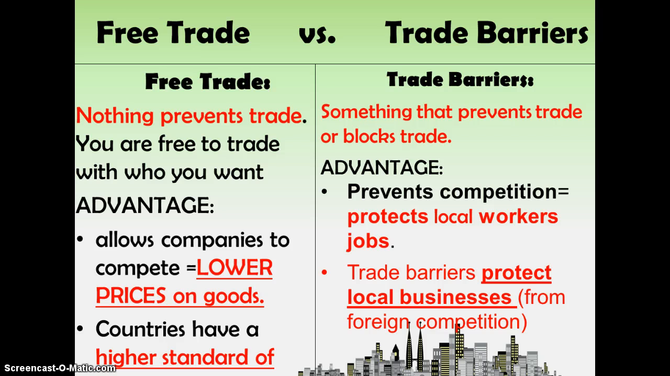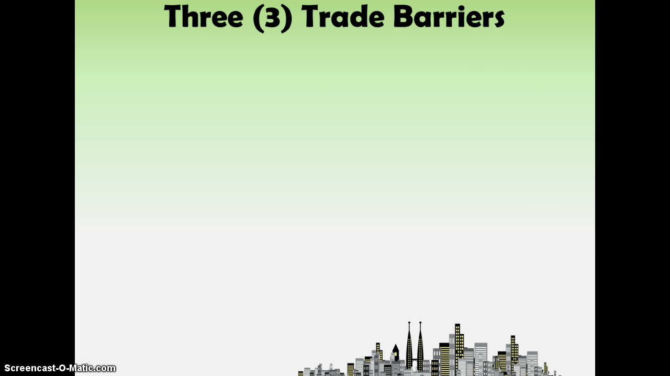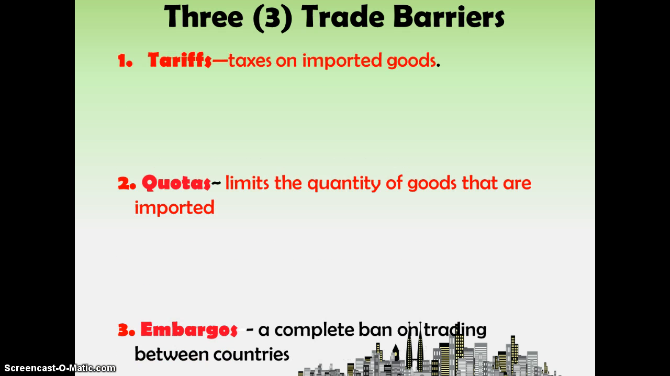For example, if China imports items that are lower in price than our companies that make the same item, you're going to buy the Chinese items. If we put a trade barrier in place, it raises the price of the Chinese product, and it helps protect our local U.S. manufacturers. There are three types of trade barriers. There's a tariff, a quota, and an embargo. On your organizer, you need to define each.